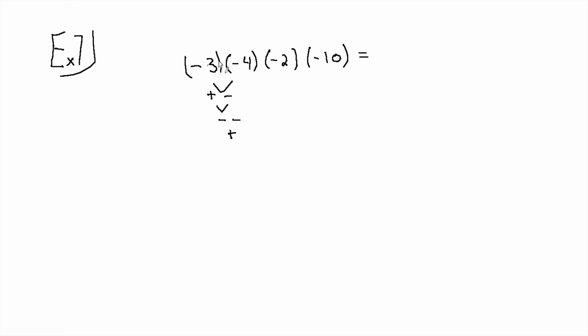So go ahead and do your multiplication like normal. You've got 3 times 4, 12, and then 12 times 2 is 24, times 10, and that'd be 240. And it'd be a positive because we already took care of the signs. And that would be our answer, positive 240. And just remember to go through each sign and multiply them one at a time. Or I should say two at a time.